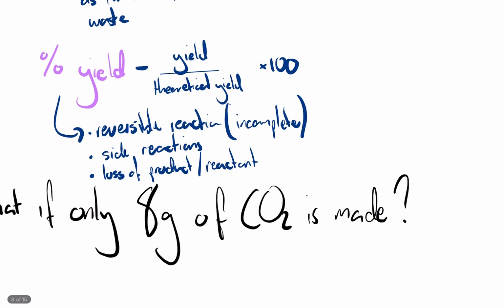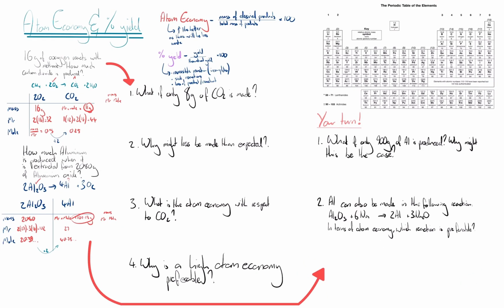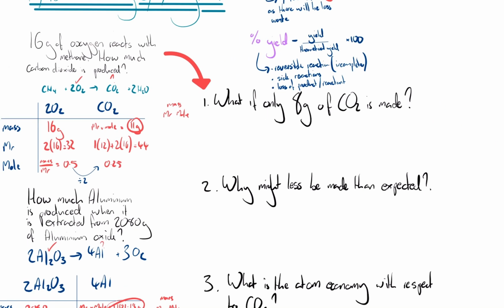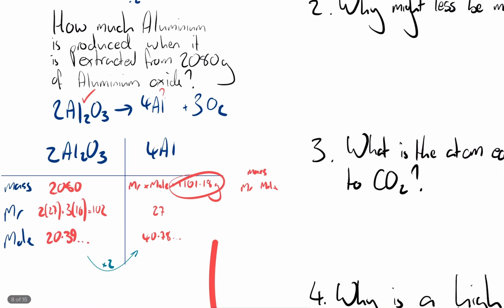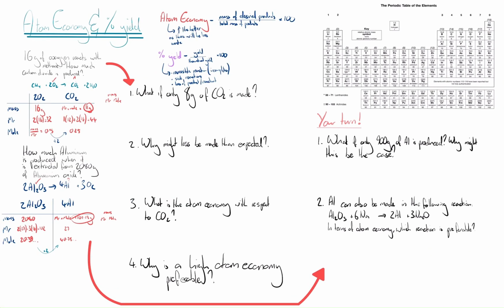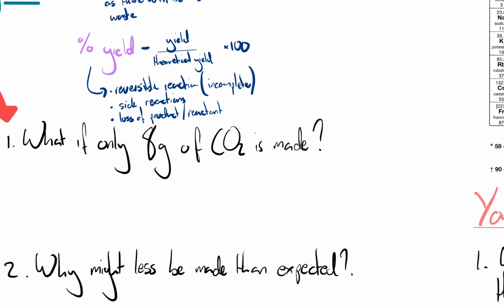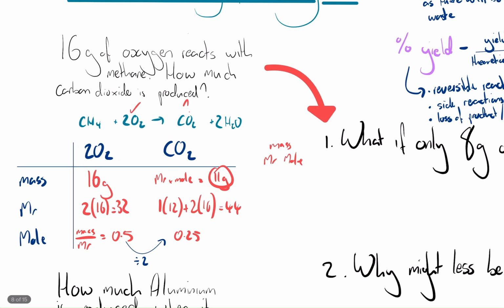So let's go through a couple of examples. All of my examples here are going to be based on this set of questions that we looked at in our reacting mass video. We're going to look at this question, the 16 grams of oxygen, and then for a question I want you guys to give a go, we're going to look at the one below it. So here, what if only 8 grams of CO2 is made? Like I said, in this question, we've already worked out that our theoretical mass is 11 grams.